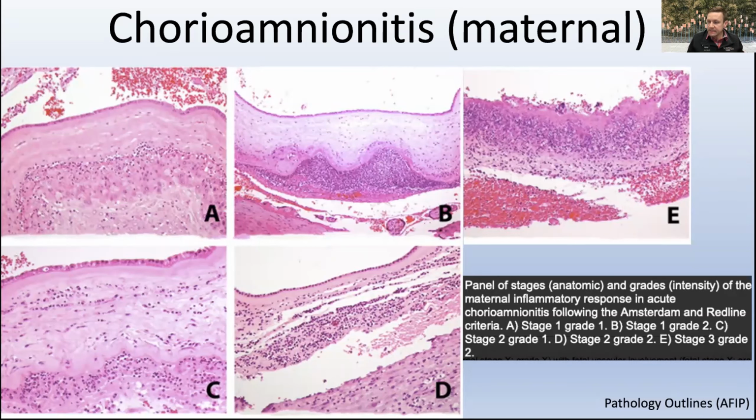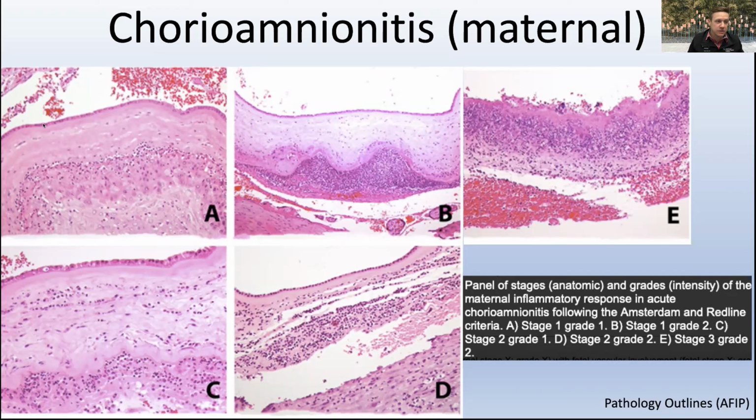Usually from ascending polymicrobial type infections, but occasionally hematogenously, and that's usually more from, at least in our area, outbreaks of listeria from contaminated vegetables or dairy or something like that. But regardless of the etiology, what we're looking for is where is the inflammation in these membranes?